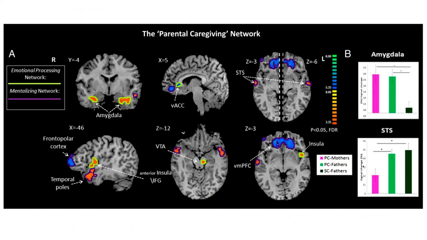And what they looked at in an imaging study is they were able to define two networks: the mentalizing network in purple, which is part of the default mode network that we're going to talk about in later lectures, and also an emotional processing network involving the amygdala, the reward system, the VTA. What you see here is that in the amygdala, the primary care moms and dads are very similar in their amygdala activation. The secondary fathers are not. But look here, in the superior temporal sulcus, the men are different, where they have more activation of that area relative to the moms, even if they are not the primary caregivers.